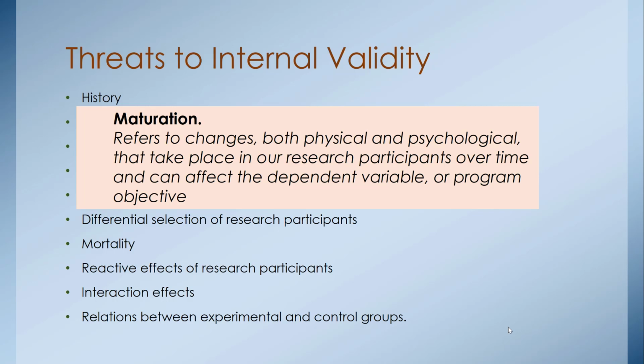If you're working with children, if you're working with adolescents, then you're going to see more of the effects of maturation if you're trying to evaluate outcomes, and possibly in the elderly also. So these are things that affect the dependent variable or the program objective that are outside the control of your research study. It just happens naturally. Again, if you have some of these other things in place where you have a control group, you've had random assignment, so these characteristics of maturation are going to be pretty equal between the two groups, then it helps to control for some of this threat to internal validity.